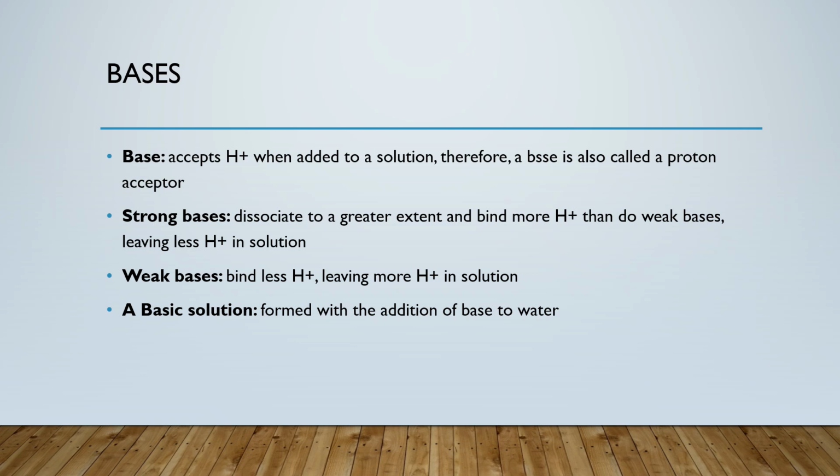Weak bases partially dissociate and bind fewer hydrogen ions, which leaves more free hydrogen ions in a solution compared to strong bases. An example is ammonia. A basic solution is formed when bases are added to water, decreasing free hydrogen concentration. It also has a pH greater than 7.